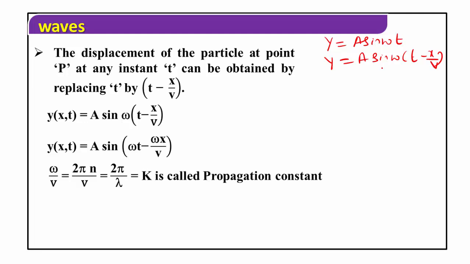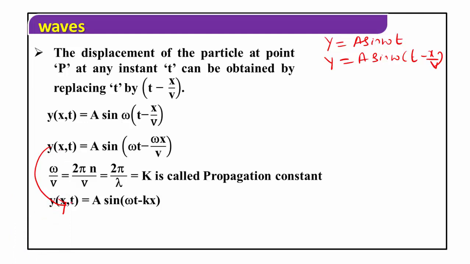This is a very important term. Remember this formula. K is equal to omega divided by v, or it is equal to 2 pi n divided by v, or it is equal to 2 pi divided by lambda. This is called the propagation constant. Therefore, we get the equation y of x comma t.